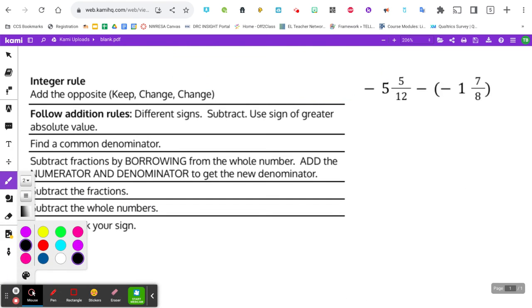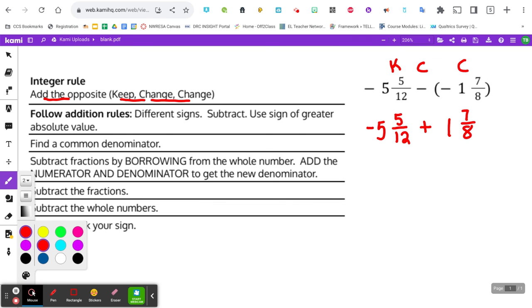So our last example, we are going to use our integer rule, which is add the opposite, better known as keep, change, change. So we're going to have to keep and change and change. So we're going to keep the negative 5 and 5/12 just as it is. We change subtraction to addition, and we change that negative 1 7/8 to a positive 1 7/8.